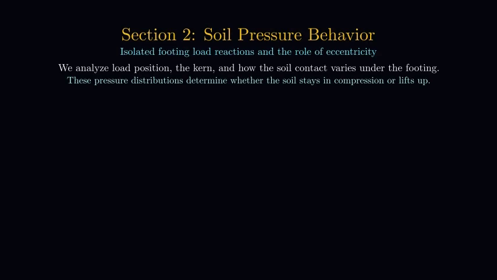To compute the average pressure, we simply divide the applied load by the plan area of the footing. This gives us Q equals P over A. The area is B times L, so any change in load position changes the distribution while keeping the average fixed.